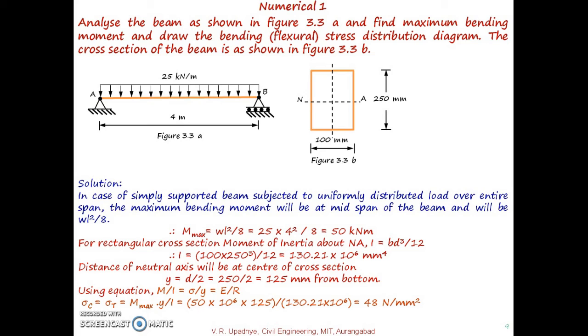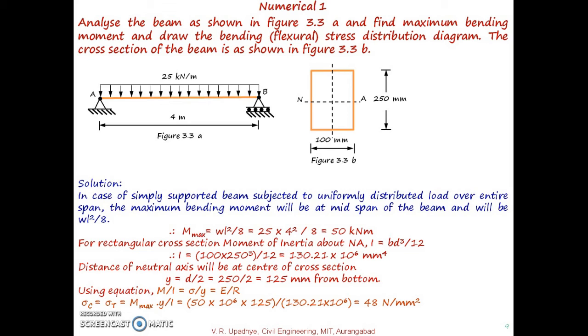So sigma c for a simply supported beam: the compressive stress will be at the top and the tensile stress will be at the bottom, so sigma c is equal to sigma t. The maximum bending moment we have calculated. So maximum bending moment into y divided by I. So y is taken on the left part of that equation: M by I is equal to sigma by y. If we rewrite for sigma, sigma is equal to M by I into y.